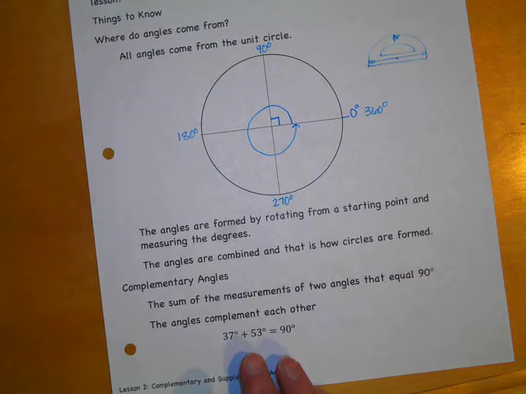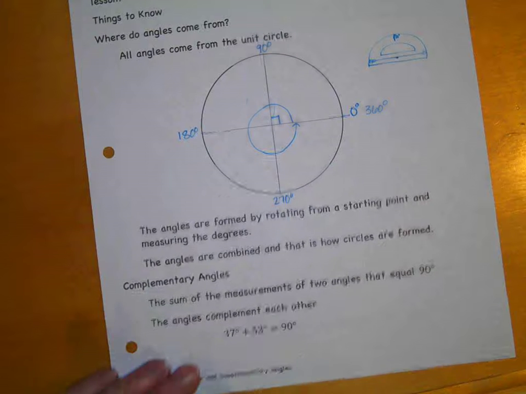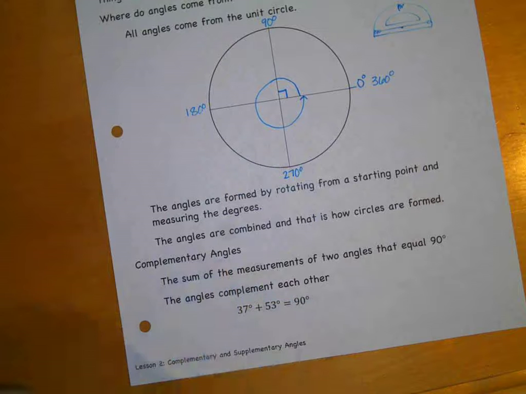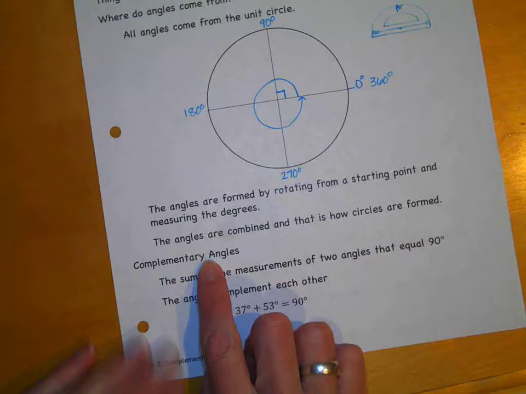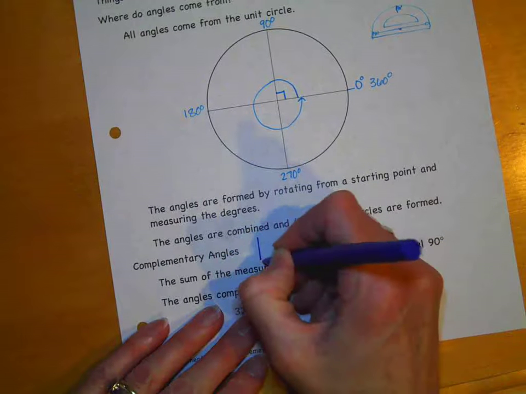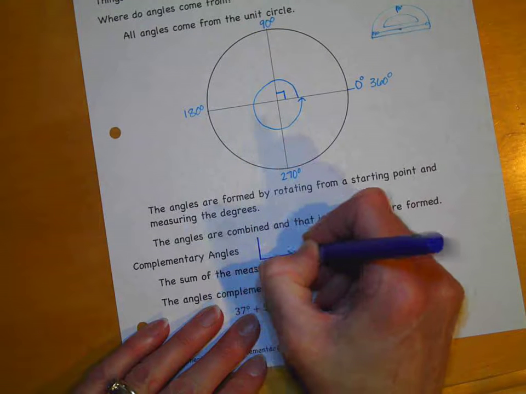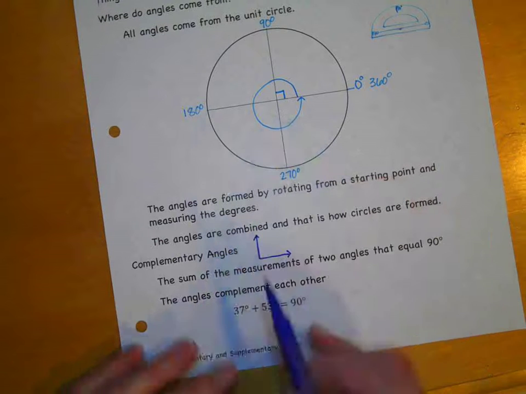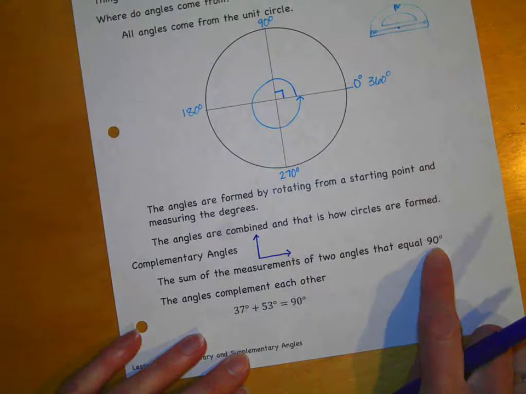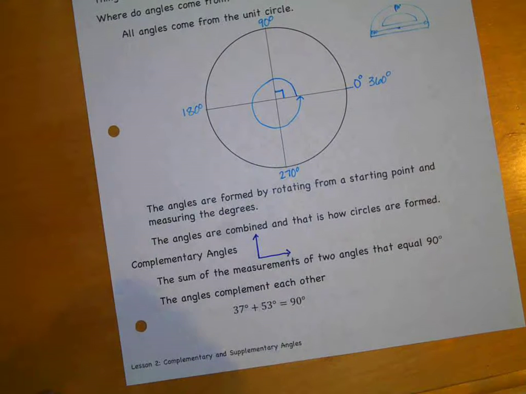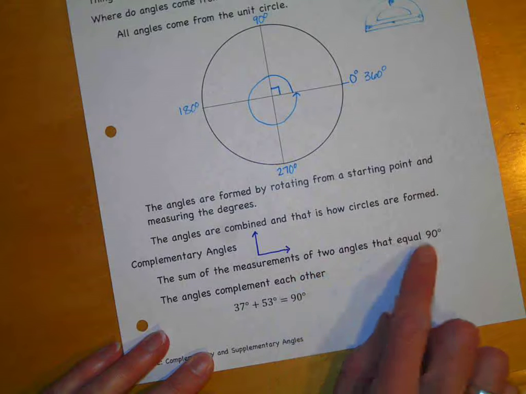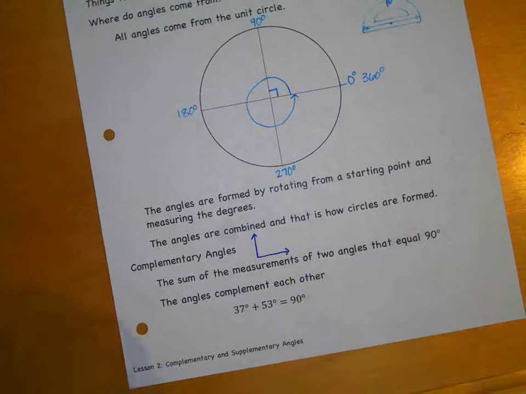Now we have two specific types of angles that we need to focus on for this lesson. The first type is complementary angles. The way that we need to remember these is that complementary angles usually look like this, and what that means is the angles together create an angle that adds up to 90 degrees. So complementary angles are two angles whose measurements sum to 90 degrees.